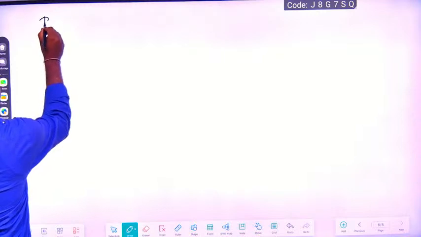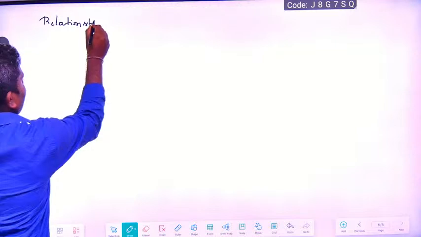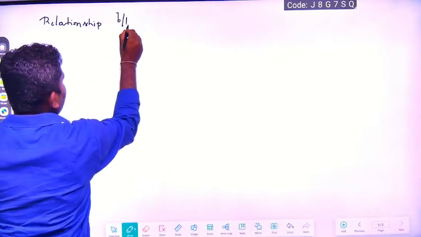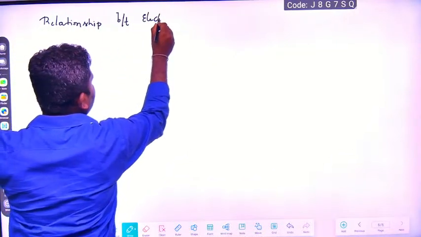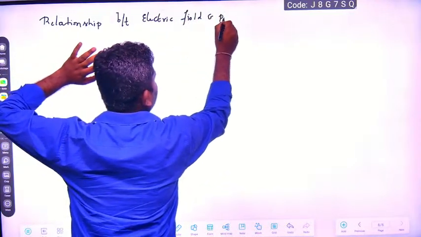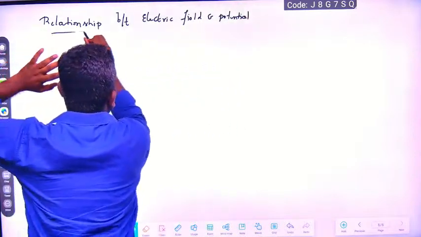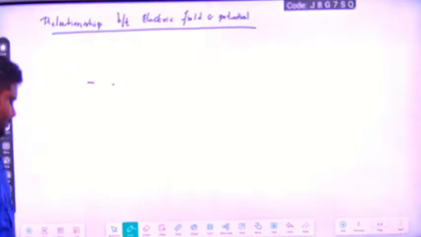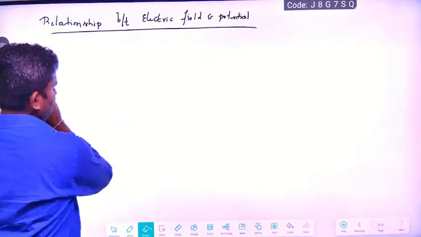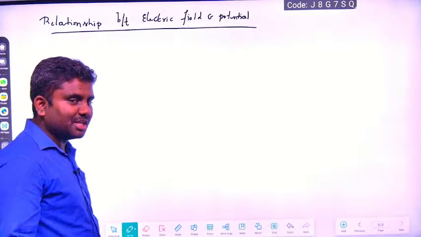Relationship between electric field and potential. Very, very good, very, very important it is. It will be asked in the board exam. Relationship between electric field and potential. What is the relationship? Actually I explained, but I will do the derivation now.